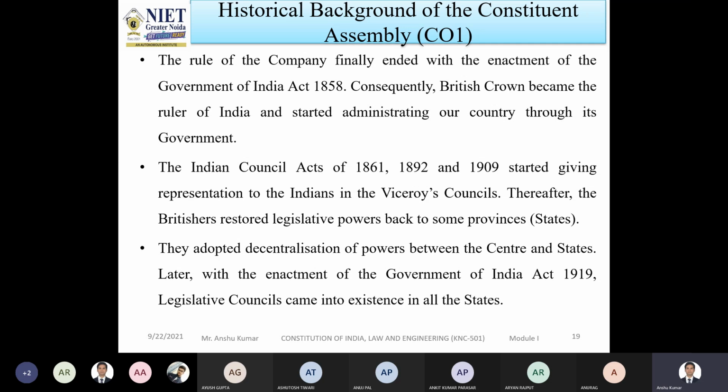Thereafter, the Britishers restored legislative power back to some provinces. In some states, they restored legislative power that had been taken away by the Governor General of Bengal and the Governor General of India. But after the enactment of the Indian Councils Acts 1861, 1892, and time to time, legislative power was restored to some provinces. The British adopted decentralization of power between the center and the states.